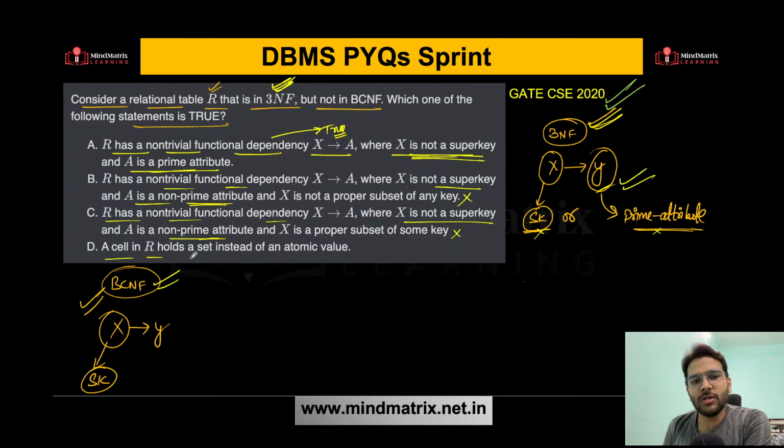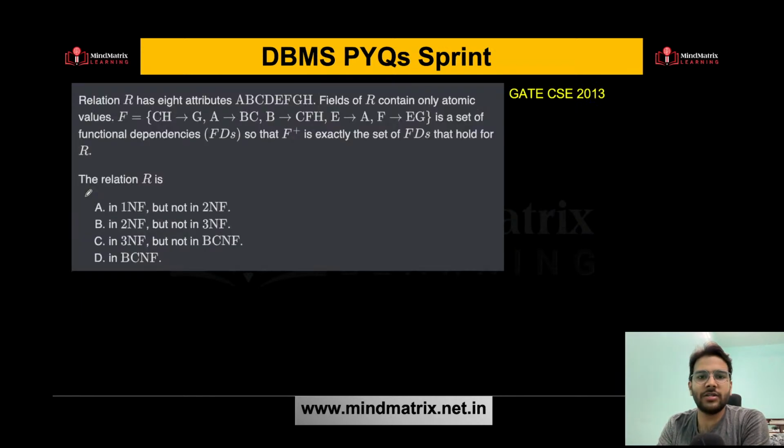A cell in R holds a set instead of an atomic value. So what about this one? If this is the situation, then this relation R is not even in 1NF, because here it is saying it is holding a set instead of an atomic value. Then it is not in 1NF also. So again, this is also incorrect based on what is given to us. So option A is the correct answer here, and that is the only true statement that we have here. Is this clear? Any doubt, anyone? If you have any doubt, you can ask in the chat section. Let's proceed to the next question now.